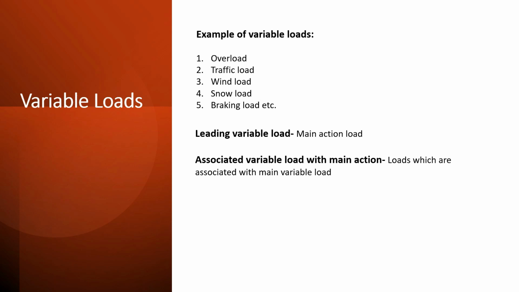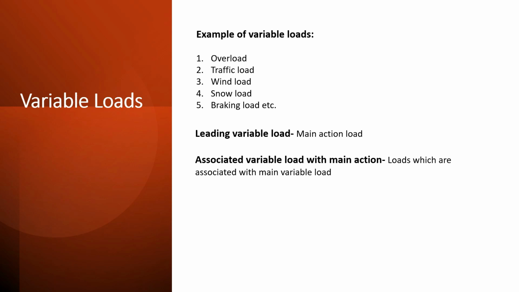And every time, suppose the first time you consider overload as the main action load and the other four are the associated variable loads with the main action load, then next time we consider traffic load as the main action load, and the other four loads are the associated variable loads. The third time we consider wind load as the main action load, and the other loads are associated variable loads. We do this because any kind of variable load might give the worst effect. We will do this permutation and combination with all the loads.